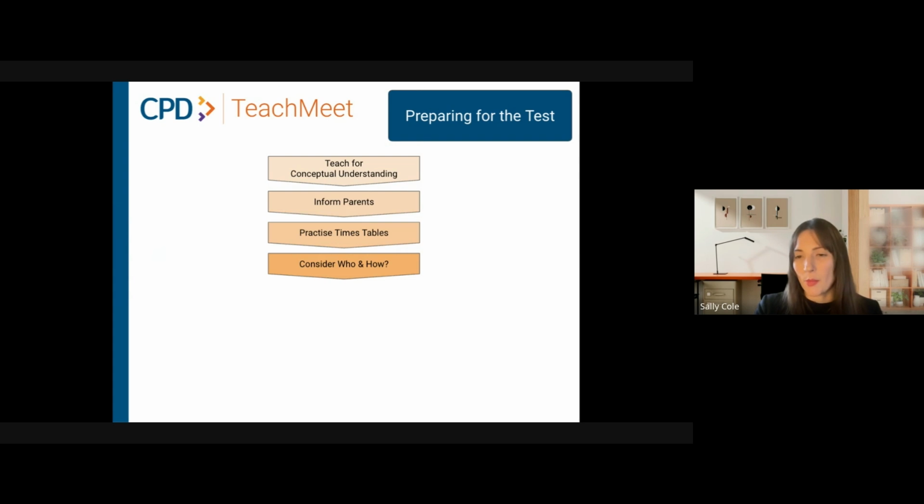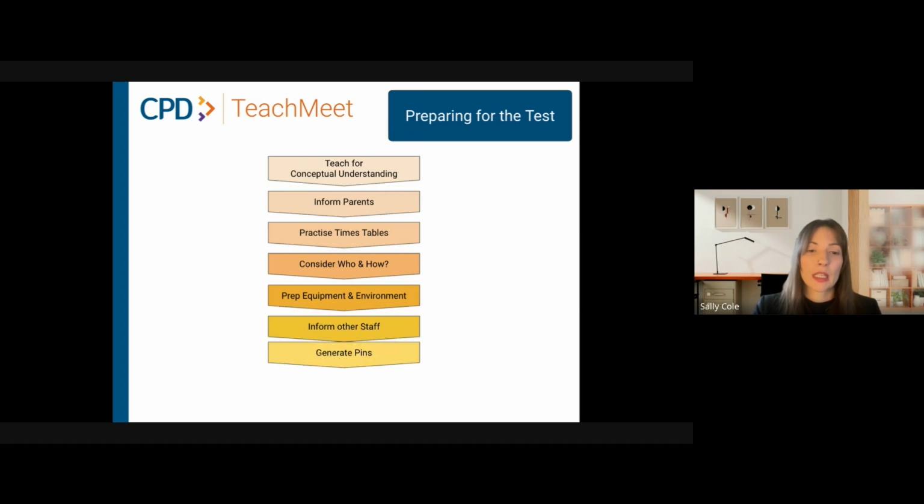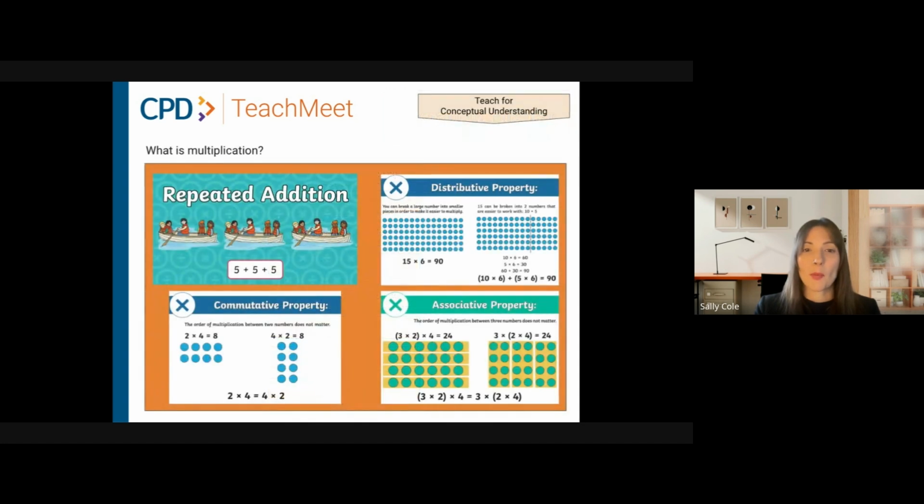Consider who and how, and what I mean by that is your access arrangements and your interventions. Prepping your equipment and your environment, really important. Might seem a bit obvious, but just going to point out a few things that you might need to consider there. Informing other staff, generating pins, and practicing the tests. So I'm going to take them one by one.